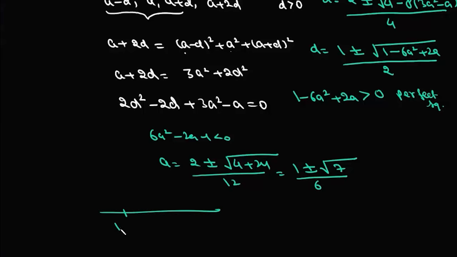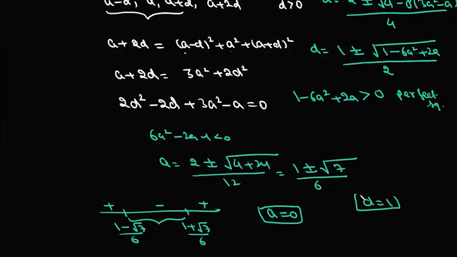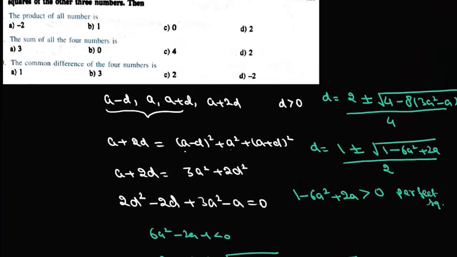So here we have two values of a, 1 minus root 7 by 6 and 1 plus under root 7 by 6. This is plus, minus and plus. So from here, the only integral value of a possible in this region is a equals 0. And if we put a equals 0, we'll get the value of d as 1. Once we have the value of a and d, we can write all the 4 numbers. So the 4 numbers are minus 1, 0, 1 and 2, and the product of all numbers is simply 0.